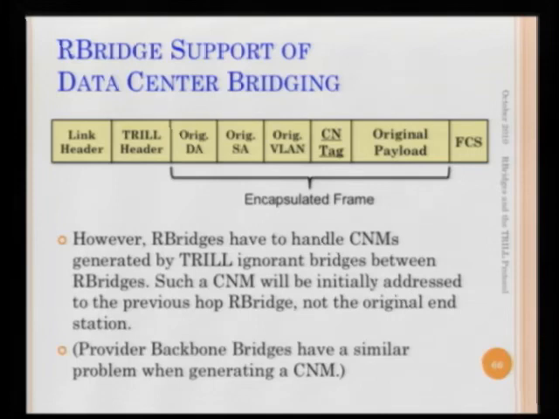You could do all this in port logic, but there's one minor problem. If you have bridges between RBridges, and these bridges presumably do not know about TRILL, no bridge knows about TRILL currently, and there's a backup at one of these bridges, it will generate a congestion notification message based on the entire TRILL data frame. So it'll send that back to the previous hop RBridge and not to the original end station. This is somewhat similar to a problem with other forms of encapsulation, like provider backbone bridges. If they get congested and want to generate a congestion notification message, they will tend to generate it based on the encapsulating message rather than the inner message.